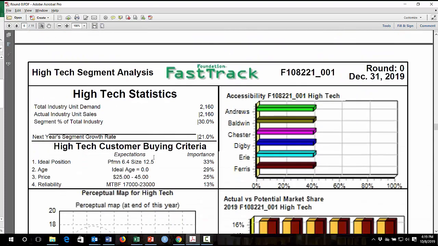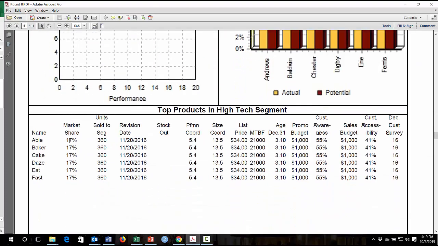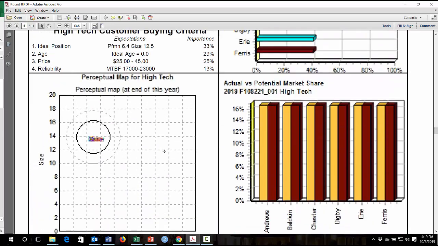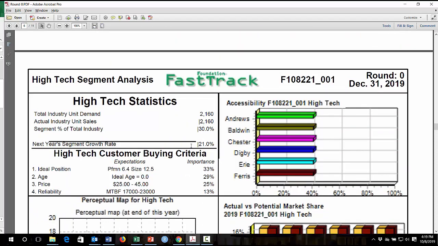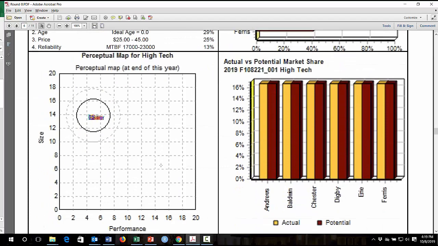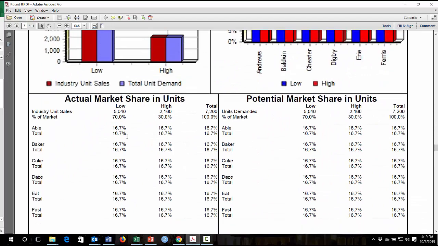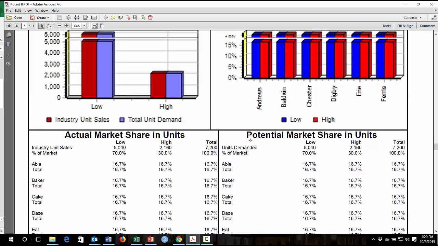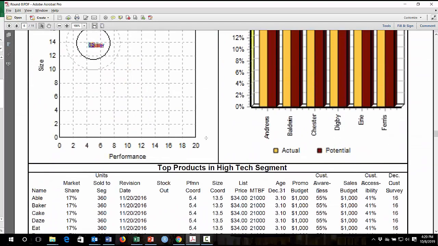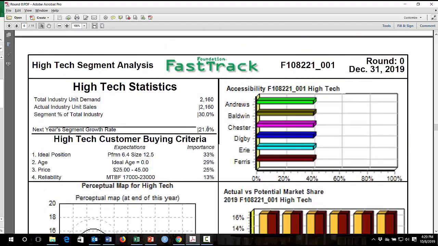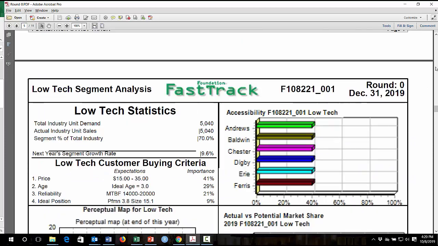And in the high-tech market, you had 1/6 of the high-tech market, 16.667%, and you sold 360 units into the high-tech market for a total of 1,200 units. What I typically ask students is, going into round one, how many units would you sell if you maintained your current market share of 16.667%? If you maintain the exact same market share, how many units would you sell? Because we know that the high tech's growing by 21% and the low tech's growing by 9.6%. How many would you sell?